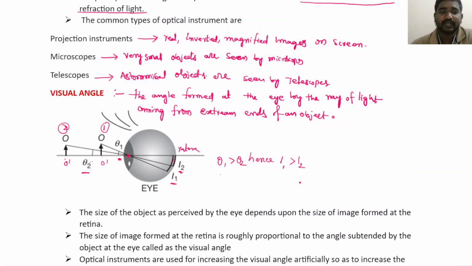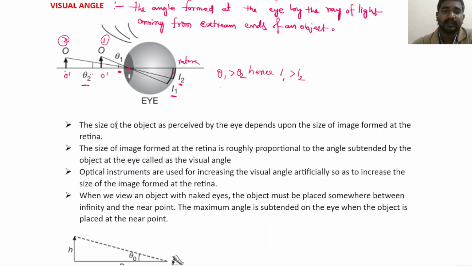Some points I mention here for better understanding. The size of an object as perceived by the eye depends on the size of the image formed at the retina. And next, the size of the image formed at the retina is roughly proportional to the size of the image.